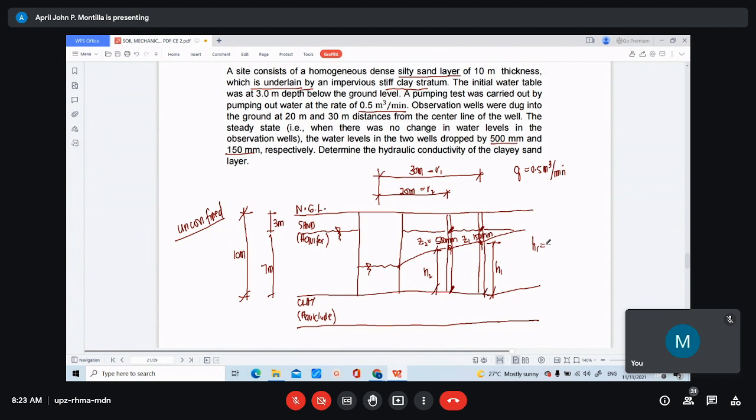So we can say that H1 is 7 meters minus 150 mm, or that is 0.15 meters. So with that, H1 will become 6.85 meters. And then H2, that is 7 meters minus the drawdown Z2, that is 500 mm, or that is 0.5 meters. So H2 is 6.5 meters. So, meron na tayong mga parameters.